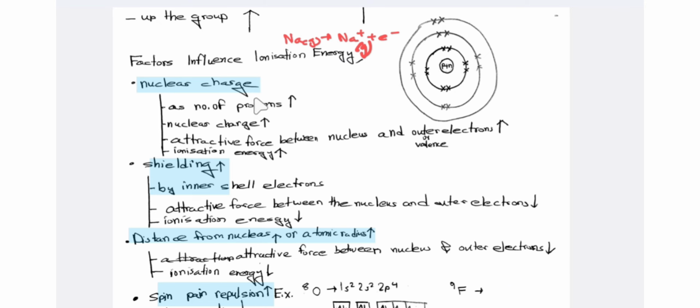Again, as the nuclear charge increases, it means that the number of protons increases. So the number of protons increasing means that the nuclear charge increases. As the nuclear charge increases, the nucleus would attract the valence electron with a greater force.